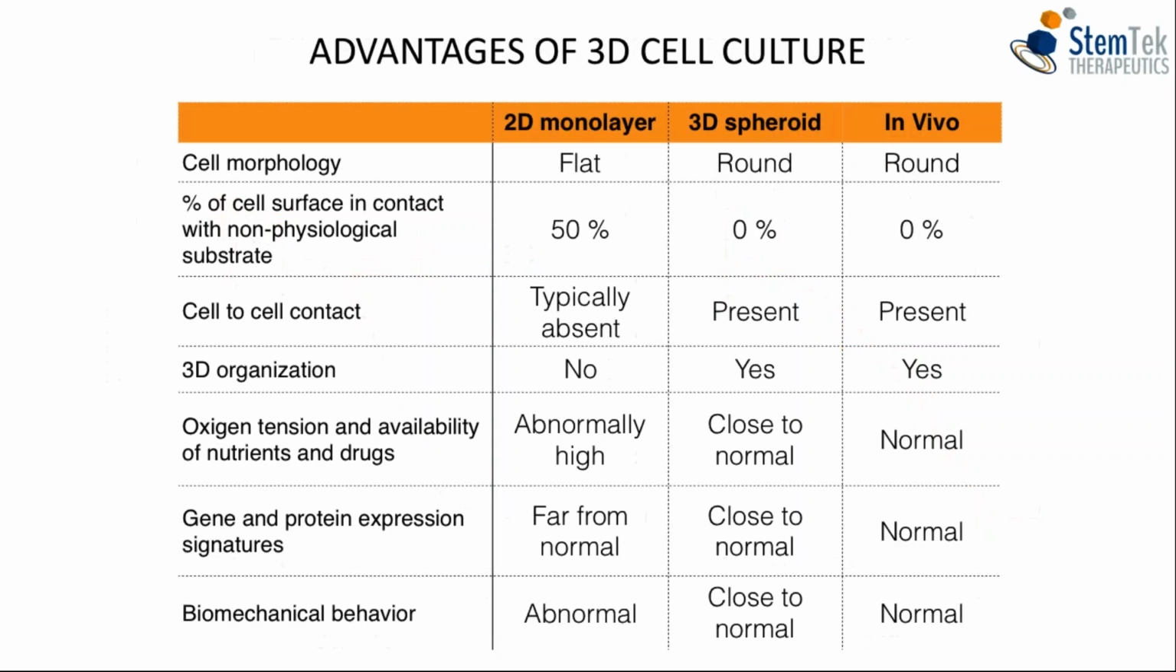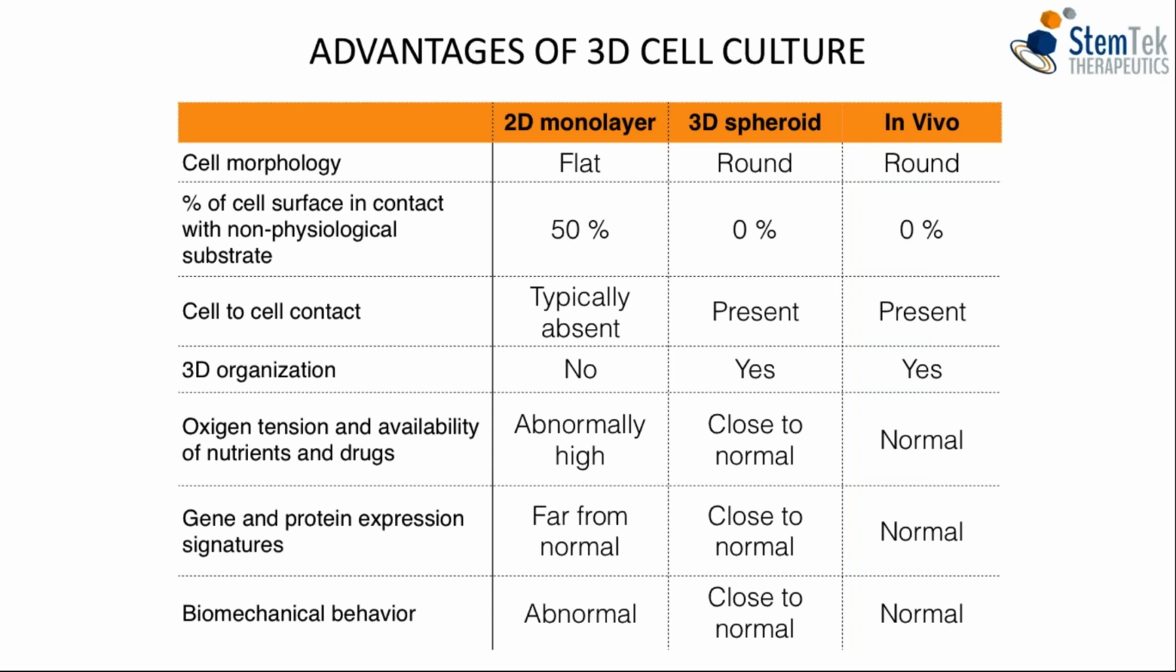As a summary of the advantages of 3D cell culture compared to the in vivo situation, and by in vivo I mean the physiological situation. Well, first of all, morphology. A cell in 2D monolayer culture is a flat structure, which is not the structure that we see in vivo, and 3D cell culture actually recreates this cellular morphology. On the other hand, in a 2D monolayer flat culture, the cell is in contact with a non-physiological substrate, being an artificial extracellular matrix or plastic. In a 3D cell culture system, this doesn't happen.